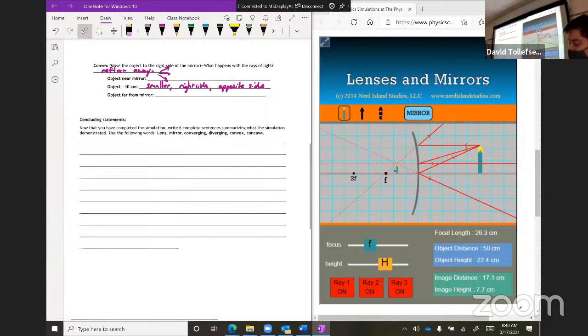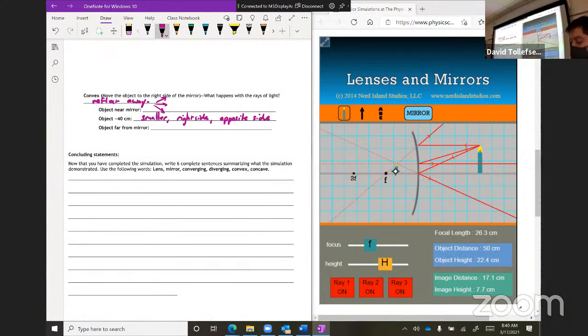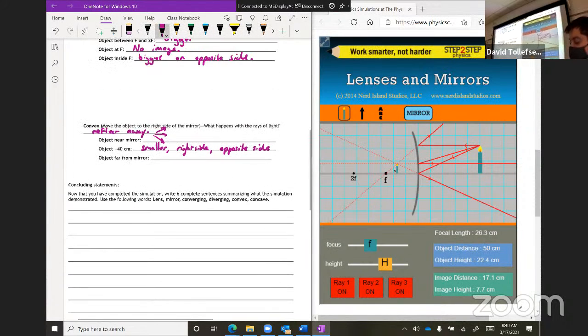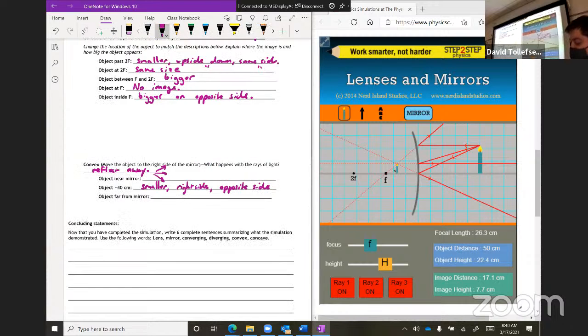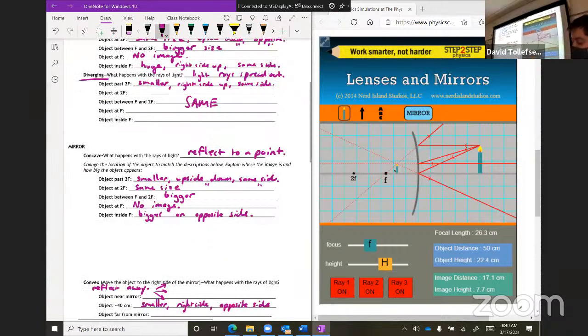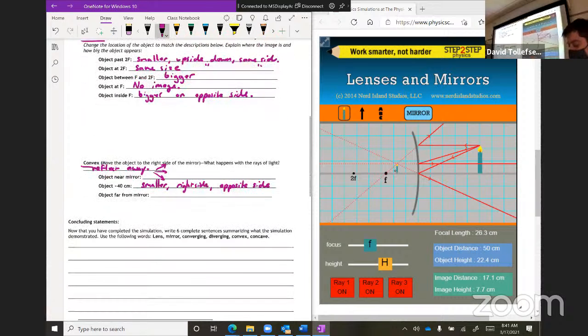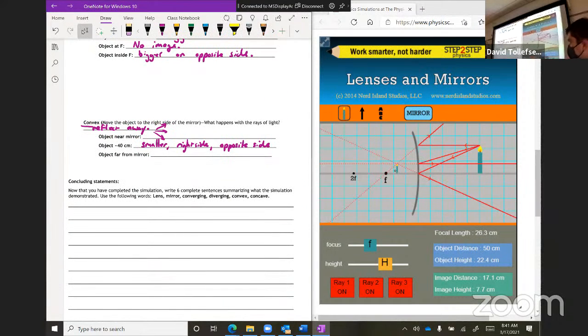Now that you've completed the simulation and clarified some things, I just want you to write a few sentences using the different words. What is the difference between converging and diverging lenses? And what's the difference between concave and convex mirrors? So take a few moments, try and synthesize what is true.